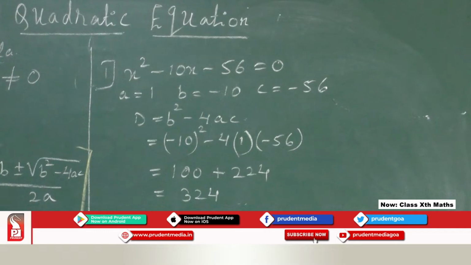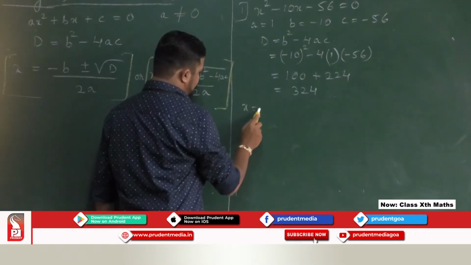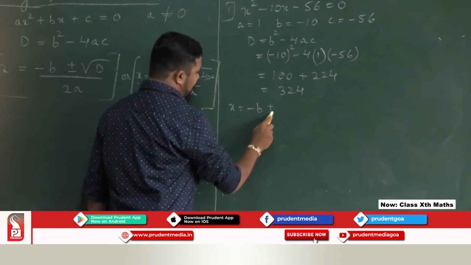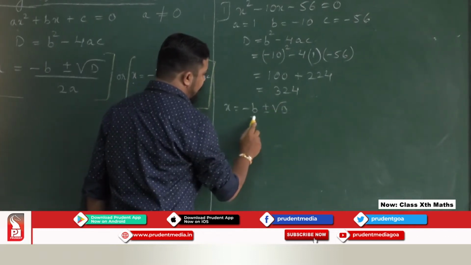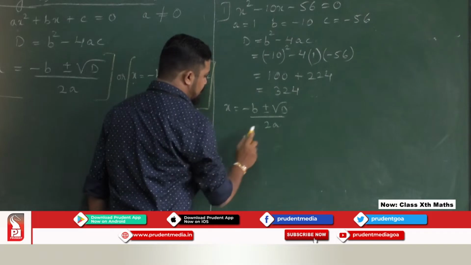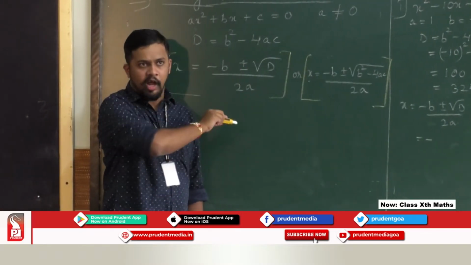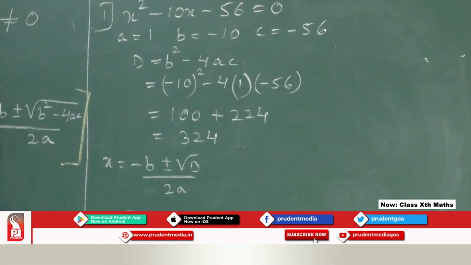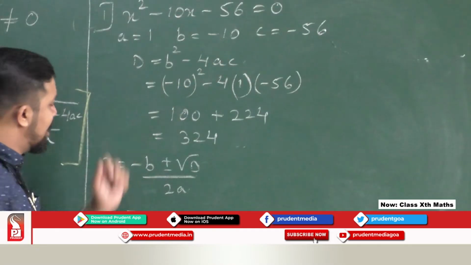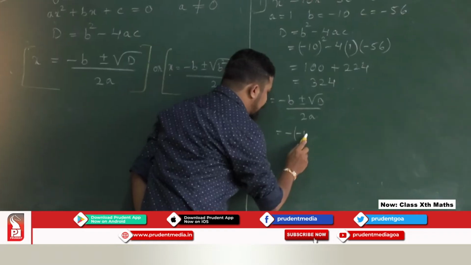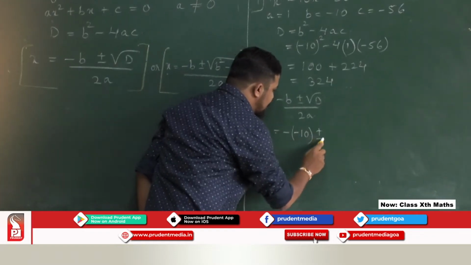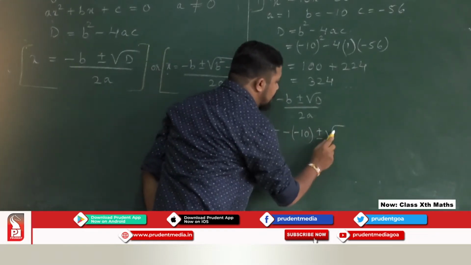Now the next step is to find the roots. The formula is x equal to minus b plus or minus root d upon 2a. This minus is the negative sign of the formula. And now I have to see what the b term is. B term is also negative 10. So I write minus of negative 10 plus or minus root 324.